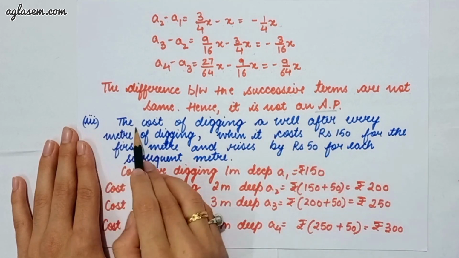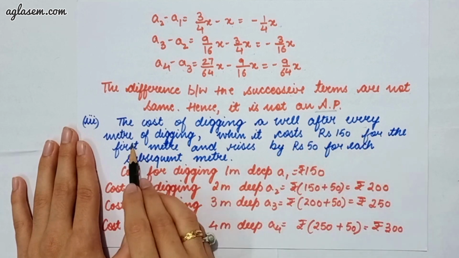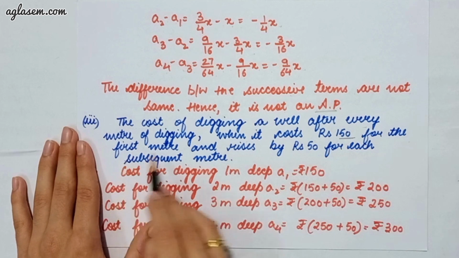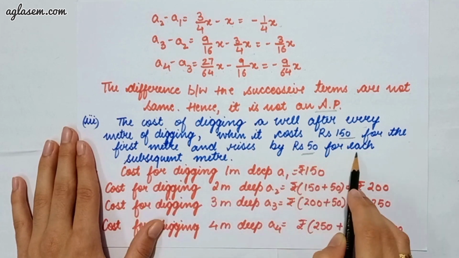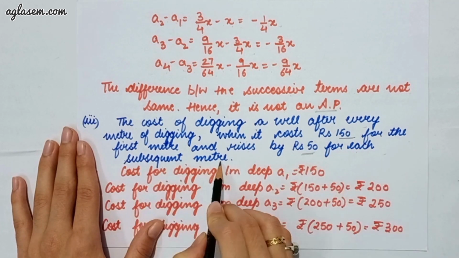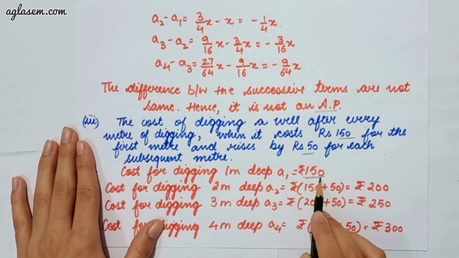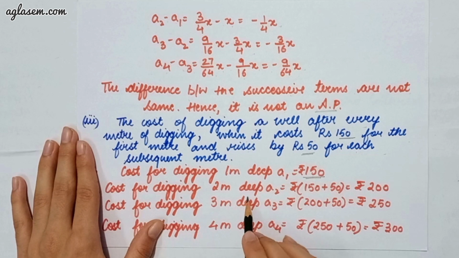Third part says the cost of digging a well after every meter of digging when it costs rupees 150 for the first meter and rises by rupees 50 for each subsequent meter. So here the cost of digging 1 meter deep, that is A1, is rupees 150, and the cost of digging 2 meters deep, that is A2, is 200. So the cost of digging 3 meters will be 250 and the cost of digging 4 meters will be 300.